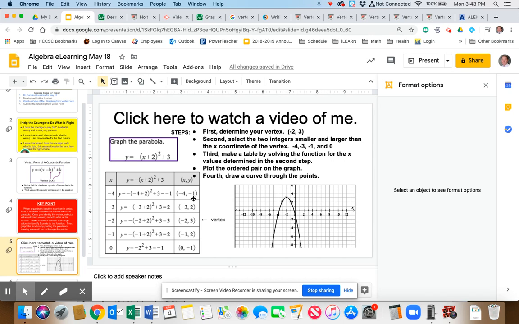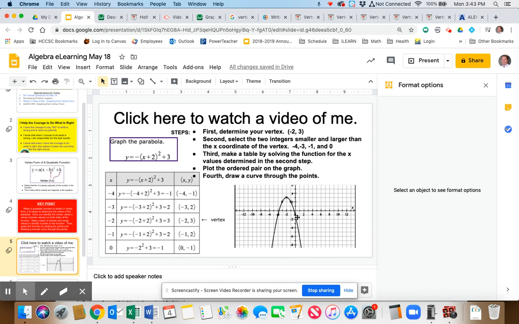So the negative 4, negative 1, that's a solution. So we'd plot it over here on the graph. Negative 3, positive 2 is a solution. We already determined our vertex. Notice that if you pick an integer that's both larger than the vertex and smaller than the vertex, that's only 1 unit away, then you're going to get points that are plotted across from each other. And then the last point here is 0, negative 1.